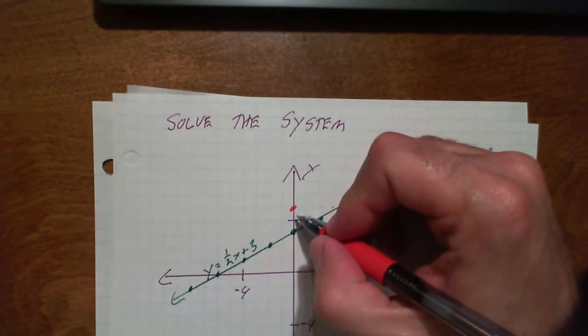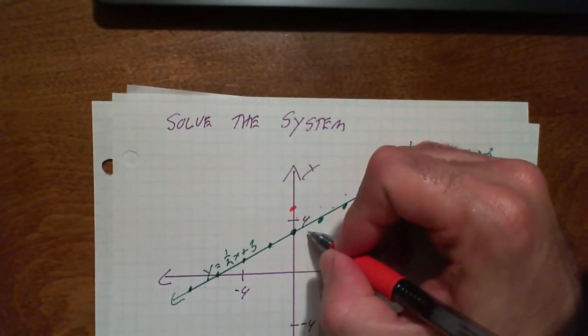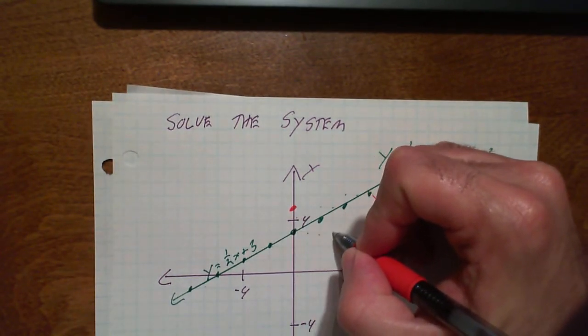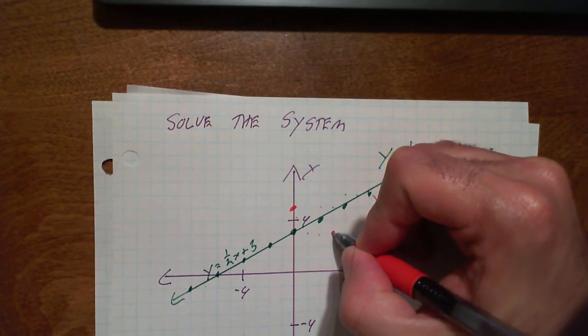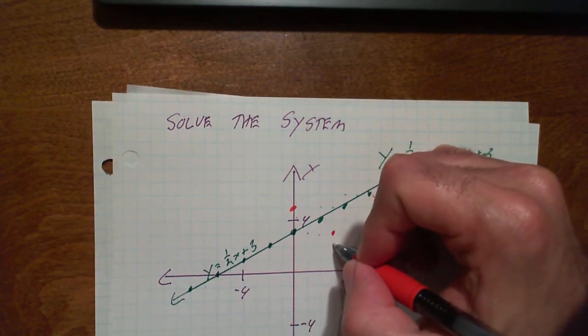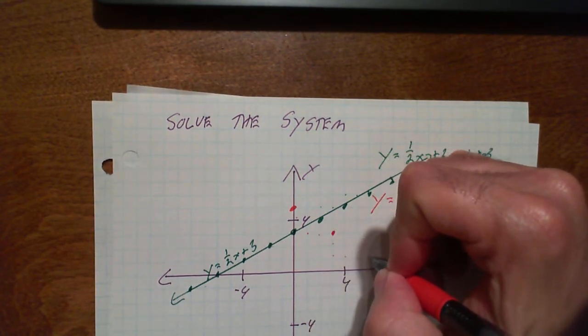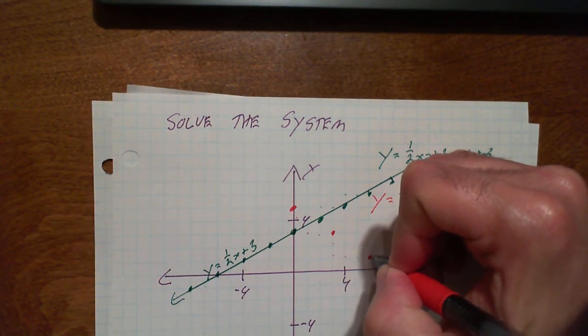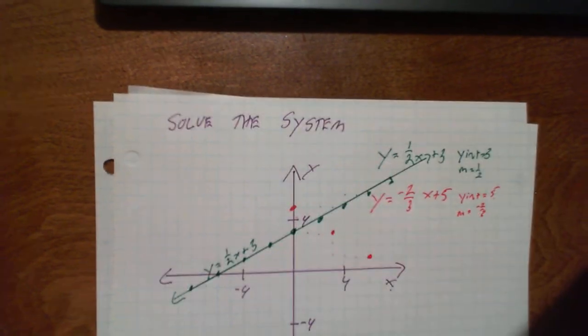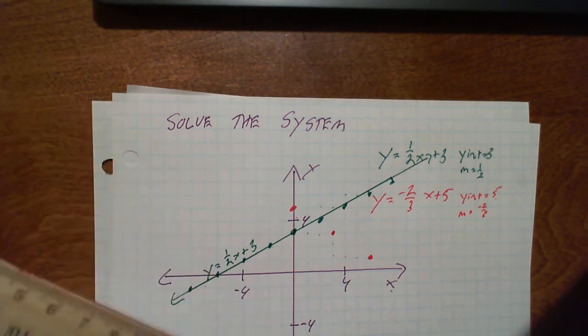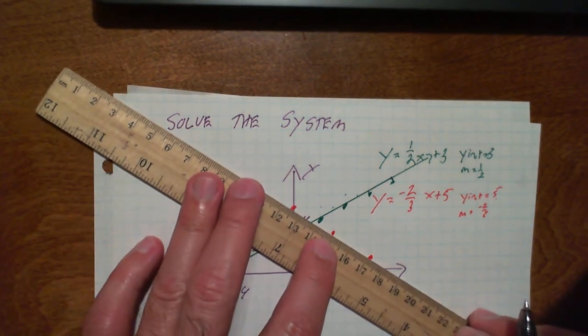So I go down 1, 2 over 1, 2, 3. Ooh. 1, 2 over 1, 2, 3. Okay. So I see where this is going to intersect. This is going to be an estimation. Go ahead and connect those.